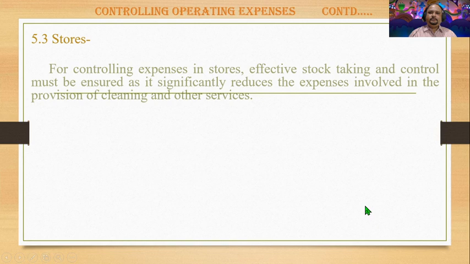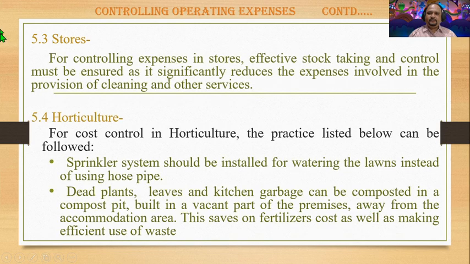5.3, that is the third sub point of the fifth point, stores. For controlling expenses in stores, effective stock taking and control must be ensured, as it significantly reduces the expenses involved in the provision of cleaning and other services. The fourth subtopic of the fifth point is horticulture. For cost control in horticulture, the practices listed below can be followed.